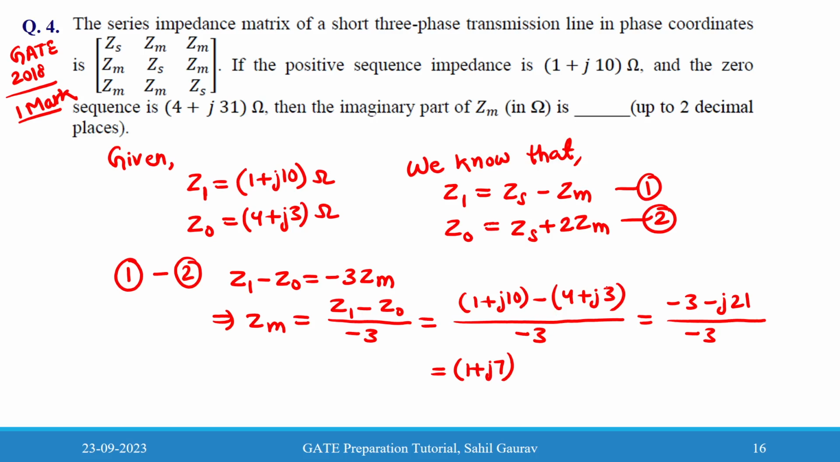Okay, this is 31. I have taken... now it is correct, 4 plus J31. So thus the imaginary part of Zm is 7.00 per unit. So the correct answer is 7.